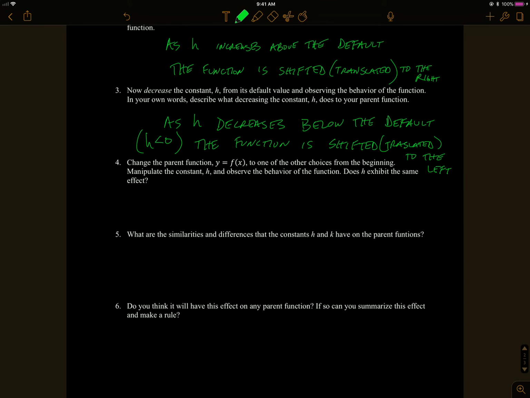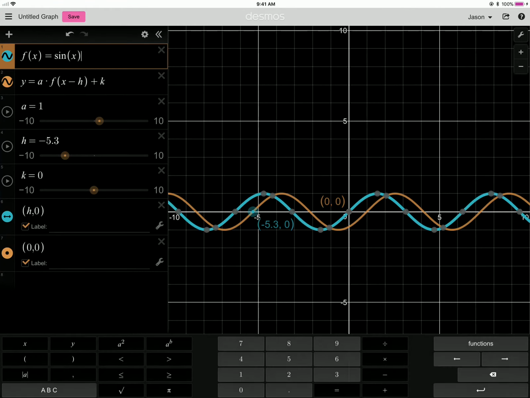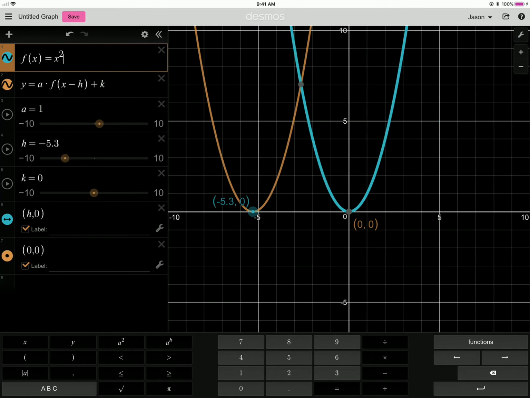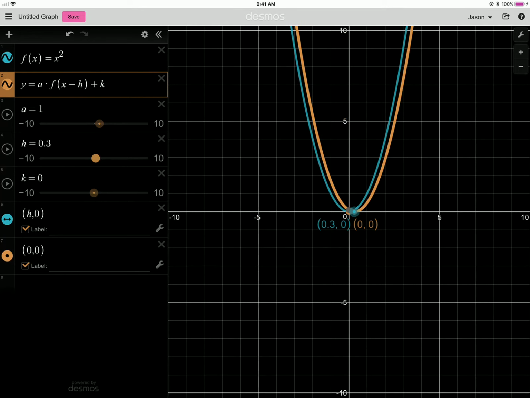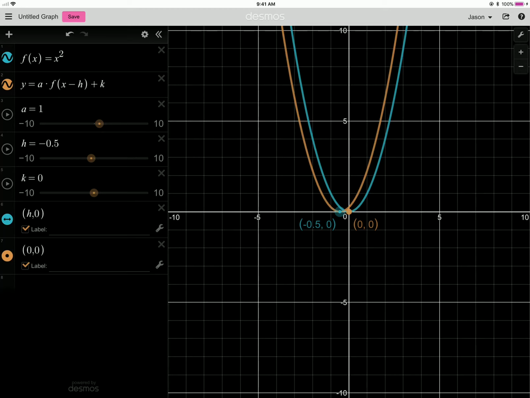All right, so now it says change the parent function to one of the other choices. So let's pick a different parent function. I'll make my parent function x squared. Now what this equation means is that a is 1, k is 0, so they're basically doing nothing. And the minus h is inside the x squared, not outside. If I make h positive, it's going right, and negative, it's going left. So the same thing seems to happen.